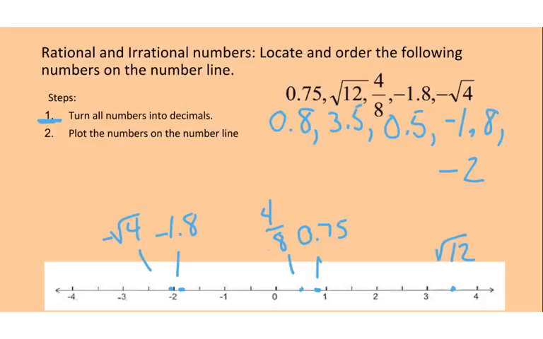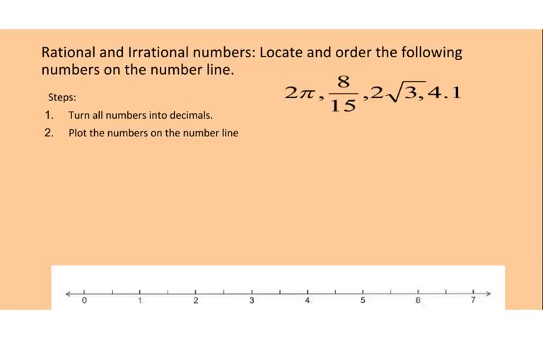Now we know what they are from least to greatest. They go: the negative square root of 4 is the smallest, then negative 1 8/10, 4/8, 75/100, and the square root of 12. That's in order from least to greatest. All right, so this is the very last one. I want you to try it on your own and then come back and see how you did.